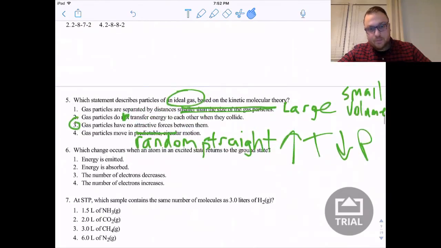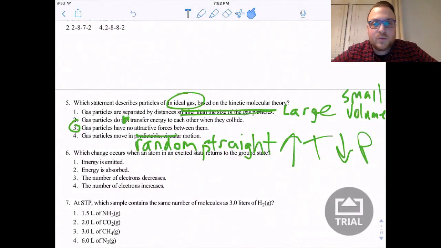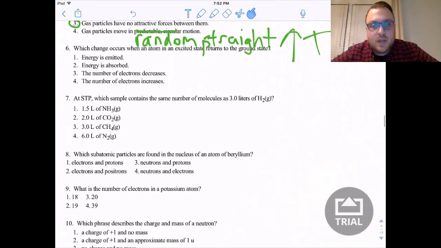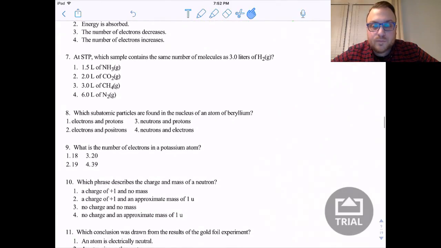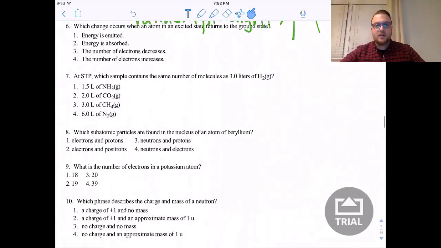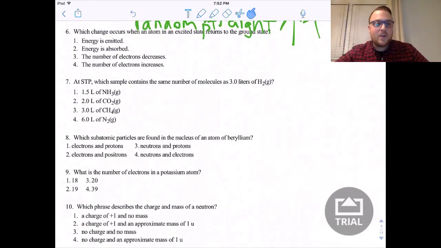So I just wanted to review ideal gases because we know that's going to pop up for sure. Let's see, 7. And then we'll do 9 and a few. Don't make 7 harder than it is. Just think about the volume of anything. If you have 3 liters of anything, that's going to be the same as 3 liters of anything.